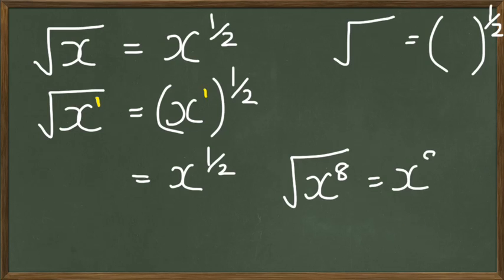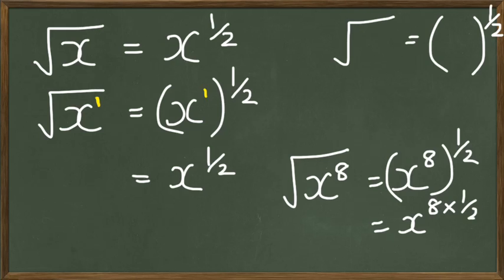Let's say x to the power of 8, to the power of half, which means 8 times half, and you're going to end up with x to the power of 4. Okay. I'm going to do a few more examples like this in the next slide, just so that we get the hang of this. But basically, when you take a square root of a variable with a power, the power simply gets halved.